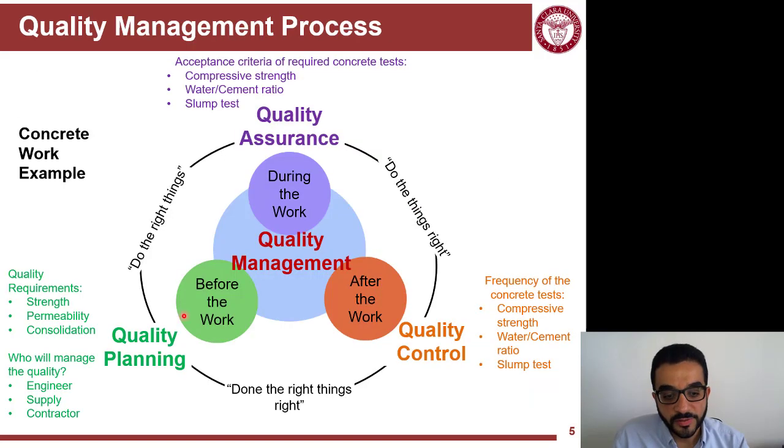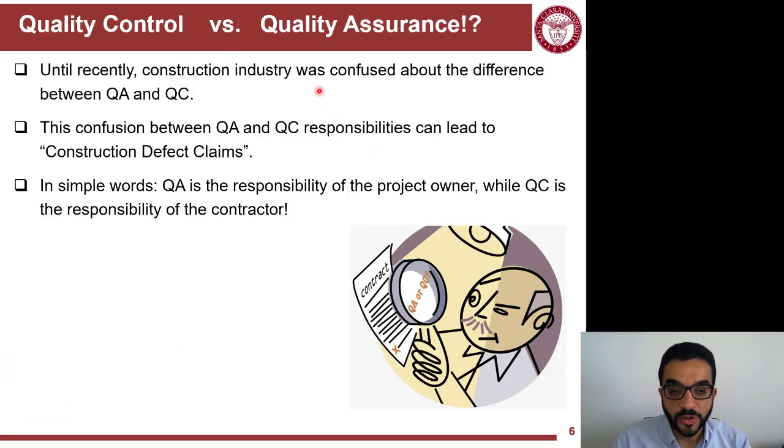Now, quality planning happens in the beginning. You revise it over the course of the project, but the main two functions of quality management are quality assurance and quality control. And these two main functions are usually confused. They are mixed. So people will always say QA, QC, QC, QA, and they assume they refer to the same thing.